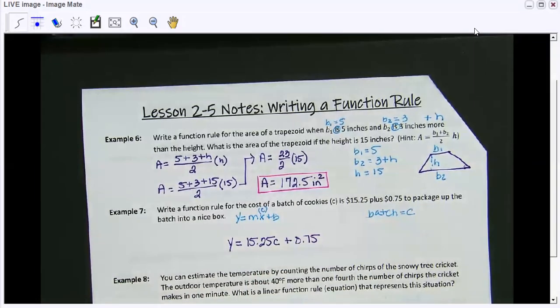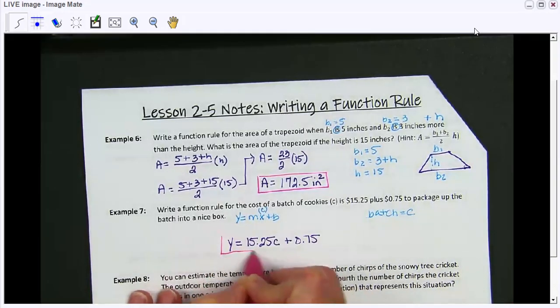I got this question the other day. Do you put the dollar signs in the equation? And the answer is no. You don't have to have the dollar signs. And then that's all it wants you to do. It doesn't want you to solve for anything in this one. So we just wrote our equation.